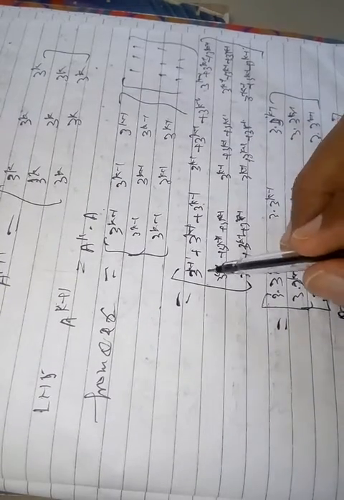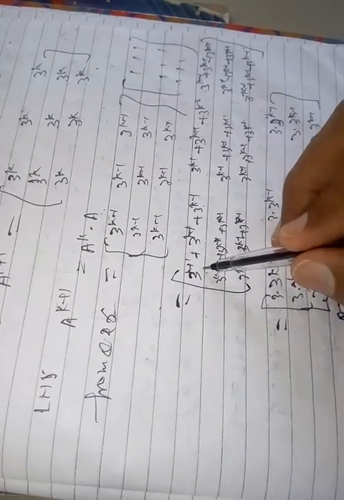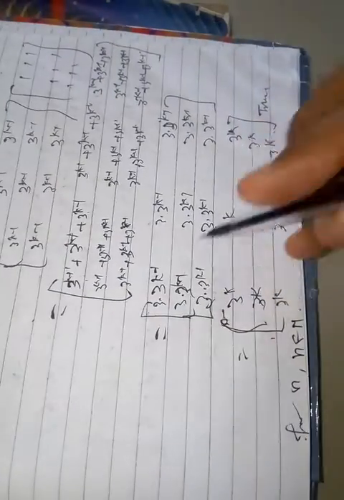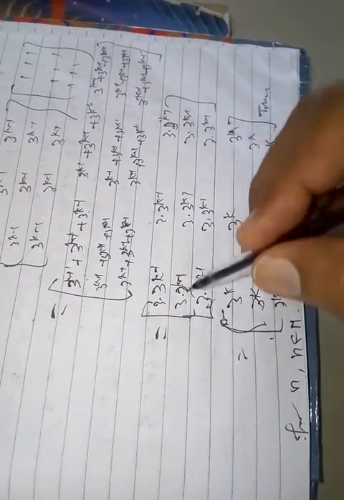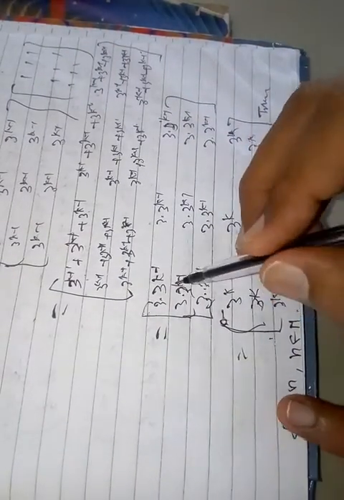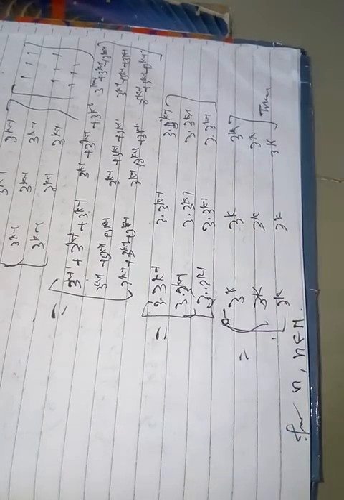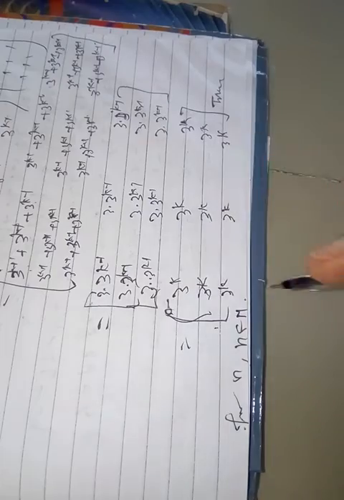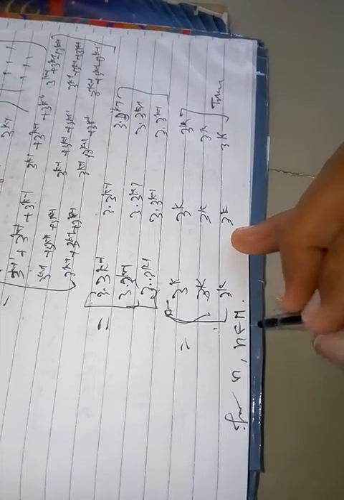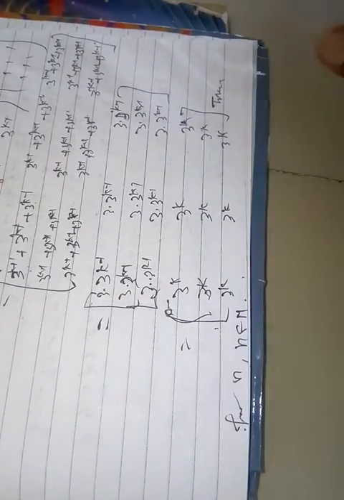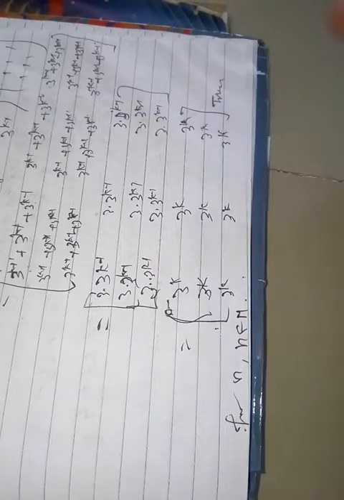So already done: 3 times 3 raised to k minus 1, same. Okay, so powers are added, so 3 raised to k minus 1 plus 1, that is 3 raised to k, which is also true for n equal to k plus 1. Okay, for n belongs to N, right? This is also true by the PMI, right?